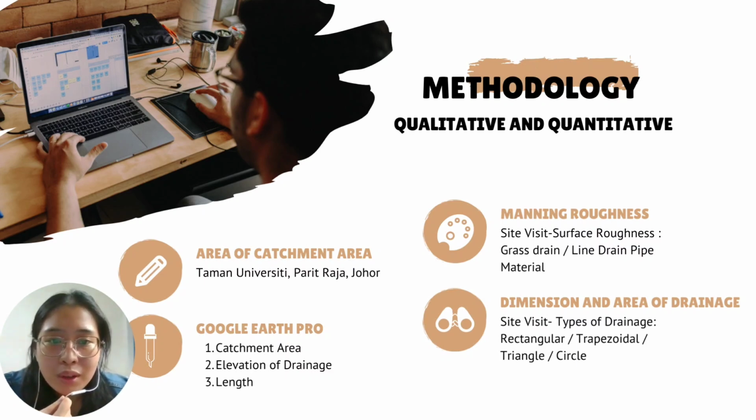Then we are going for the Manning roughness. To get the Manning roughness, we will use the site visit method, which will determine the surface roughness around the drainage area, whether it is grass or other materials. Then we'll go for the dimension and the area of the drainage. Here we also go through a site visit to determine the type of the drainage, whether it is trapezoidal, rectangular, or other shape, for us to calculate the area.